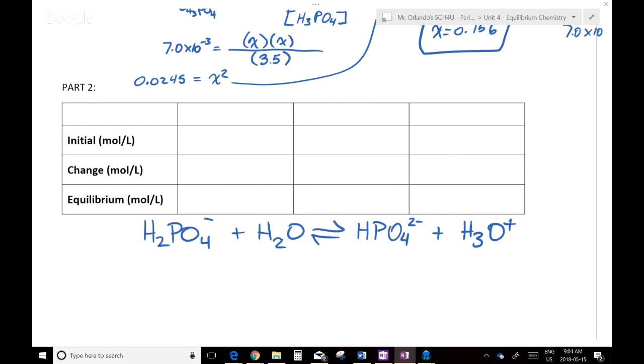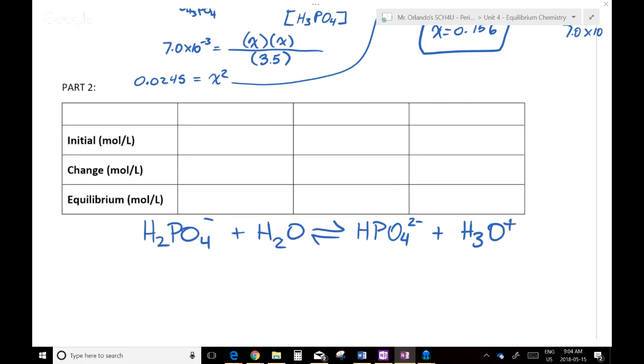You have to do the first equilibrium before you can do the second one. In the first equilibrium, we figured out how much of this stuff we had. Does that make sense? Now we can use that to figure out how much of this stuff we'll get. Does that make sense? Okay.